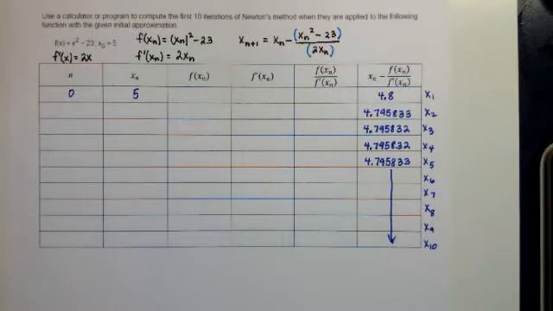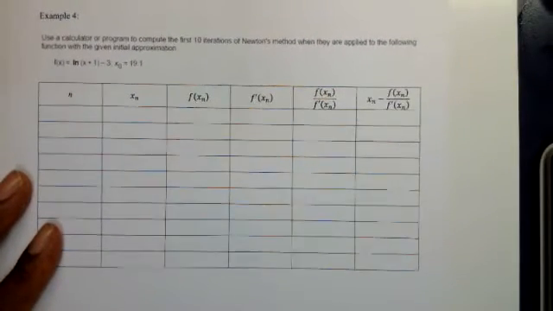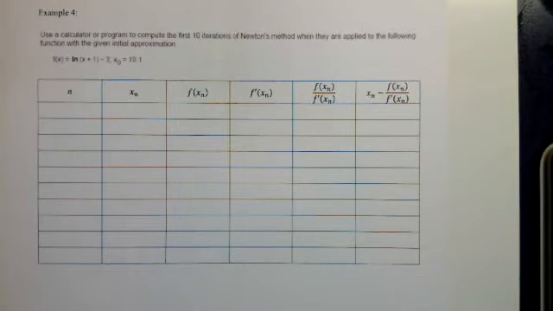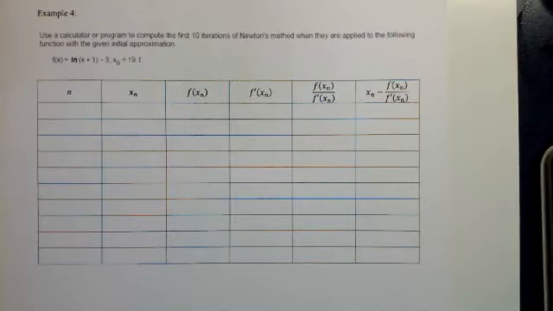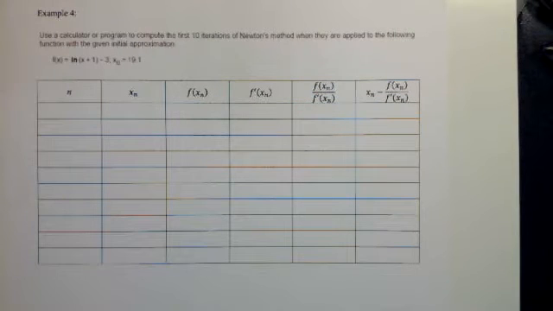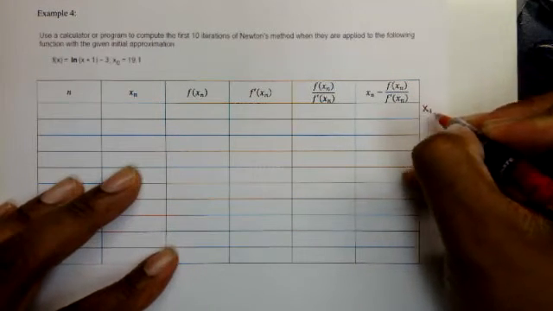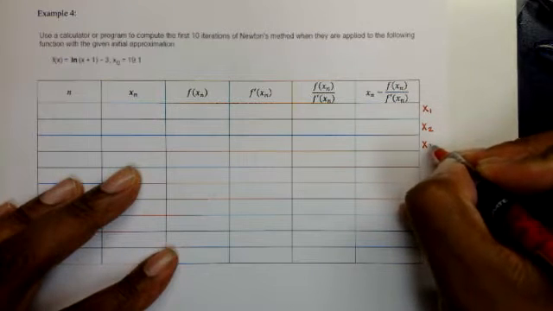All right, here's one more of these. All right, let's say we have f of x is equal to ln of the quantity x plus 1 minus 3, and our initial approximation is x sub 0 equaling 19.1. And then we want to find the first 10 iterations of Newton's method when they are applied to the following function. All right, so that means this column represents my iteration starting with x1 all the way through x10.